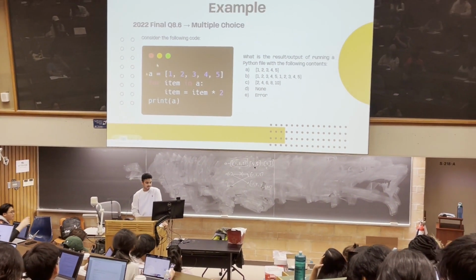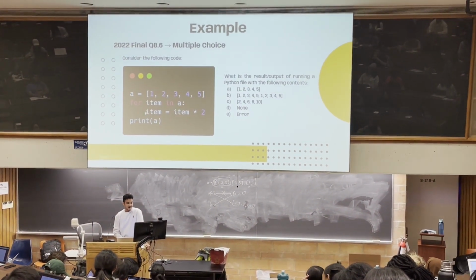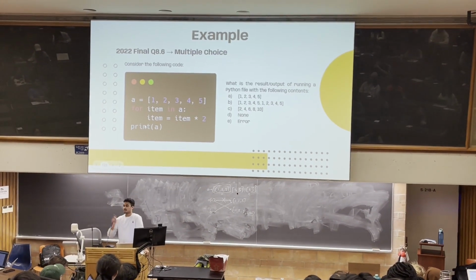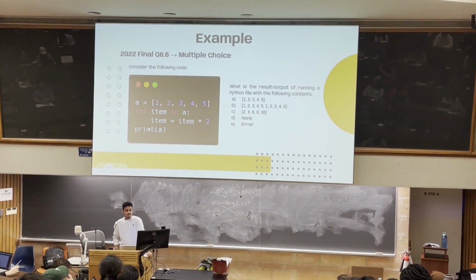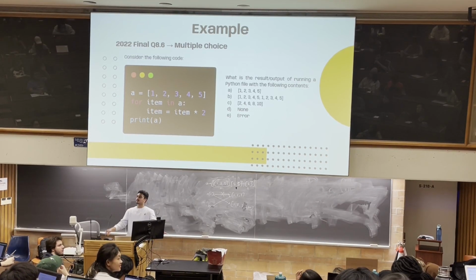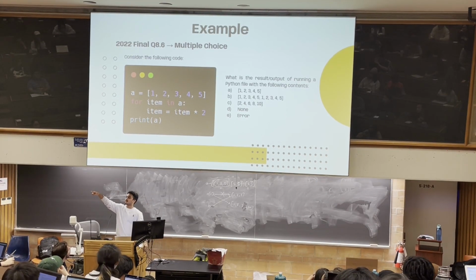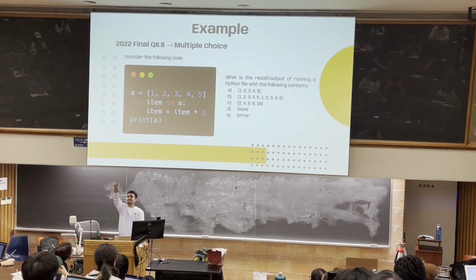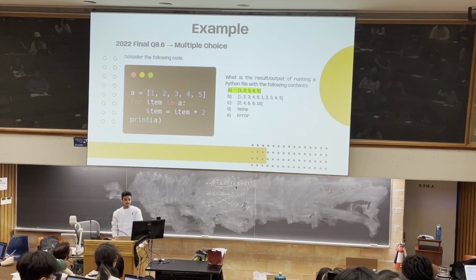You have an array A, 1, 2, 3, 4, 5, for item in A, item equals item times 2, print A. Yes. It would be C. C, okay. Yes. A. Okay. Anyone else? In the back? Yes. A. Okay. Everybody's going with A. The correct answer is A.